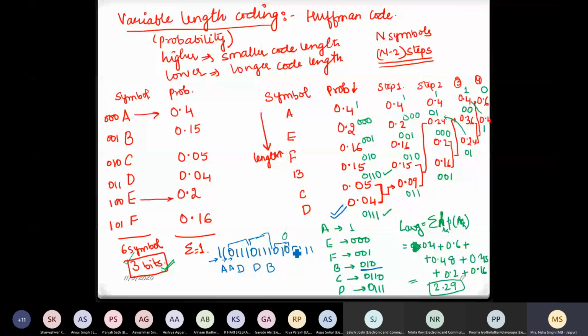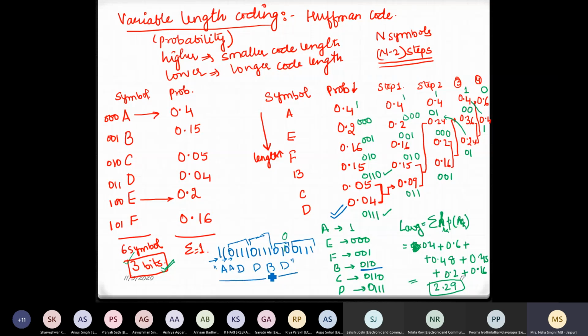Then I have to begin with 0. 0 does not exist as a code, so I look out for 0, 1. 0, 1 does not exist as the code. Then I look out for 0, 1, 1, which does not exist, so I look out for 0, 1, 1, 1, which means I need to have transmitted D. So what is the decoded data? This is AADDBD. How to check if this is correct?